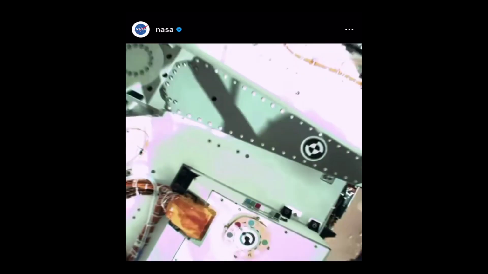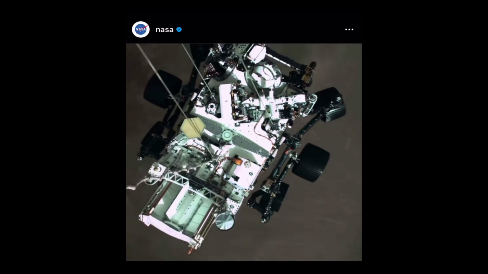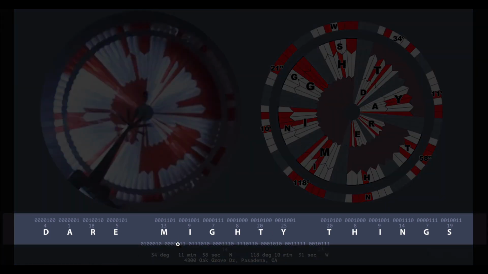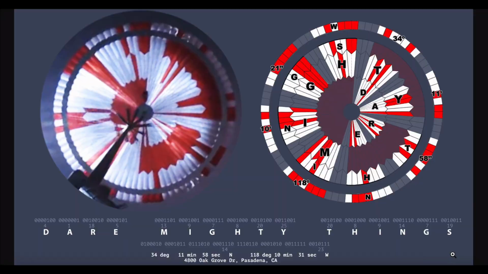Mars, when a parachute opened that brought it down to a safe landing, there was a binary message on the parachute itself. And this is what this data viz shows. So you can see the parachute on the left, and then you can see the message on the right, how it's decoded from the binary. And what it says is, dare mighty things. I want this on a t-shirt.